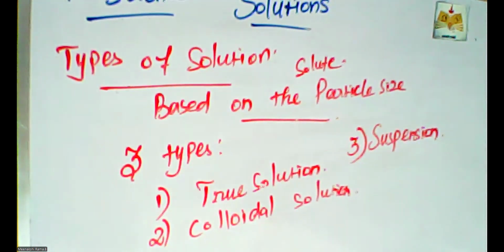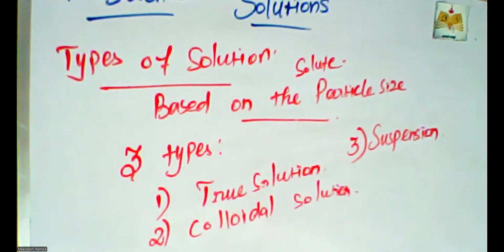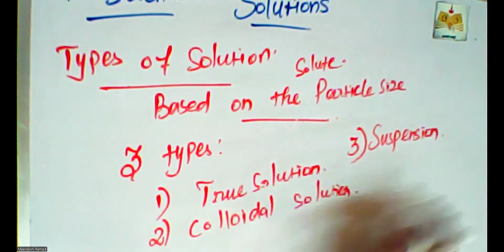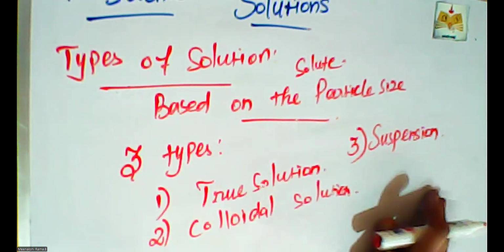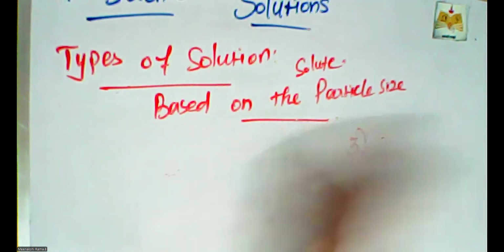Today we are going to understand what is a true solution and what properties it has, what is colloidal, its properties and examples, and what is suspension, its qualities and examples. This is the heading of the session. Today we are going to learn about three types of solution: true, colloidal, and suspension. So the first one is true solution.